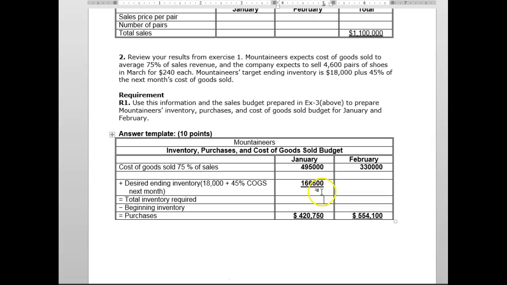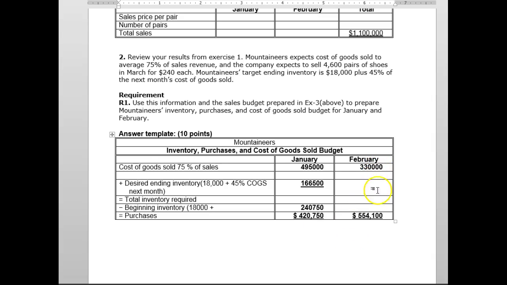Now the beginning inventory is the ending inventory of last month. So what we want to do is take 18,000 plus 45% of this 4,000, or 495,000. So that gives you 240,750 in that position. So if you add this all up, minus that, you're going to come up with the purchases of 420,750.